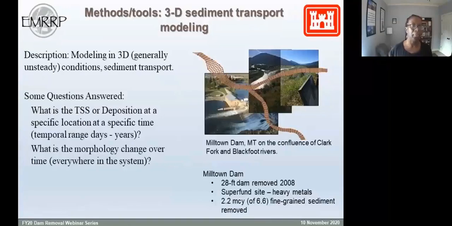All right, so 3D sediment transport modeling. This is probably the most computationally expensive, but also the technique that will give you the most information about the system.